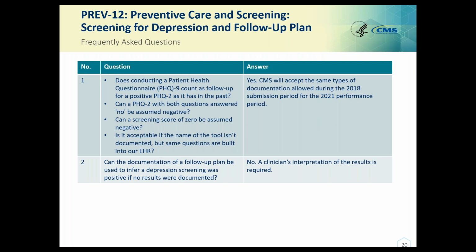Question 2. Can documentation of a follow-up plan be used to infer a depression screening was positive if no results are documented? The answer is no. A clinician's interpretation of the results is required. Next slide, please.